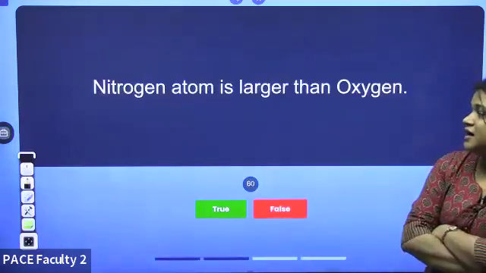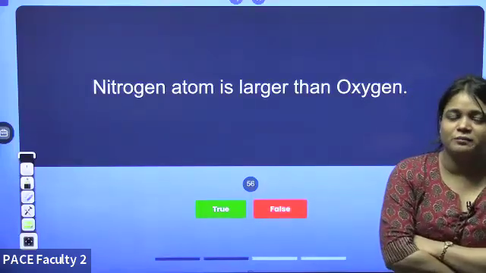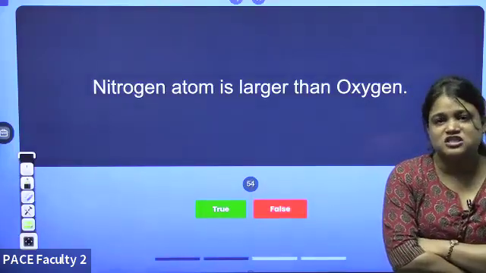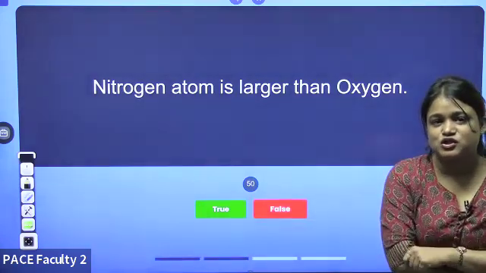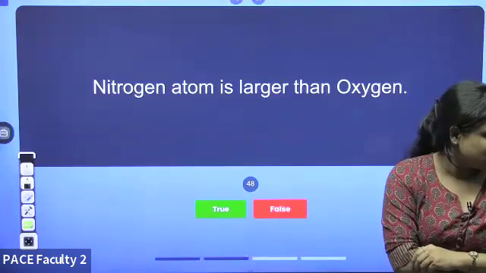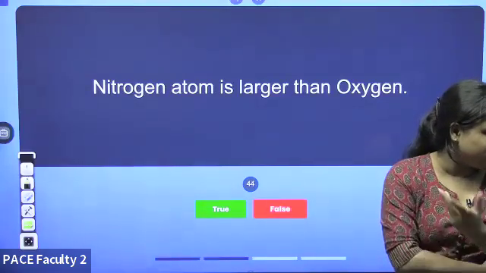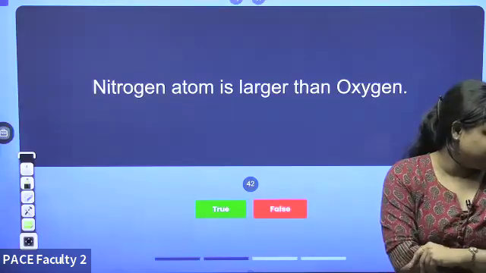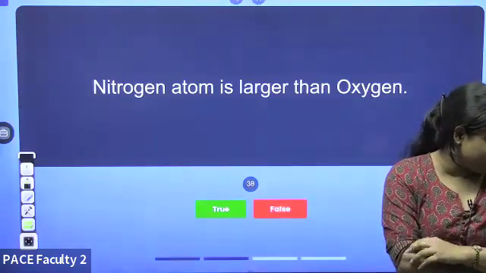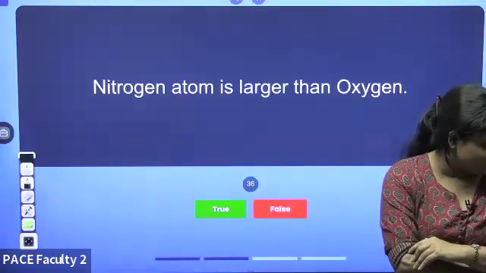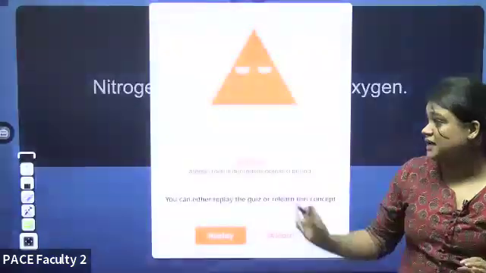फॉल्स. नाइट्रोजन एटम इज लार्जर देन ऑक्सीजन. Nitrogen atom is larger than oxygen atom. True or false? गलत.